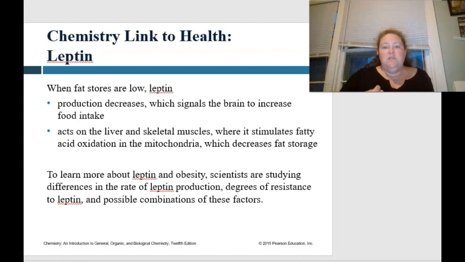If you want to learn more about leptin and obesity, scientists are studying the differences in the rate of leptin production, the degrees of resistance to leptin, and possibly the combination of these factors. Like I said, I'm reading a really cool book if you want to know about it.